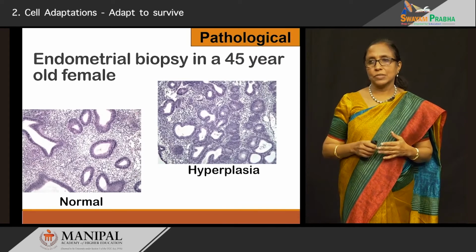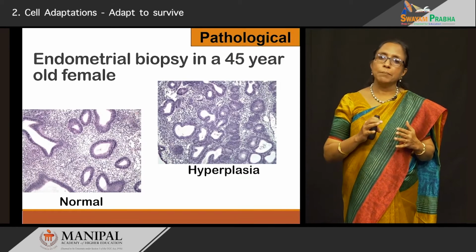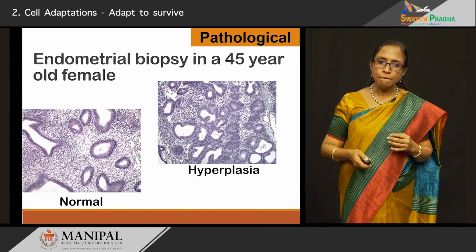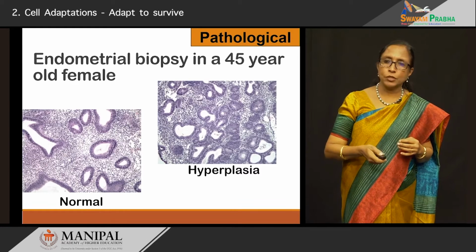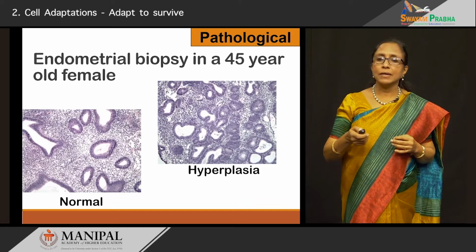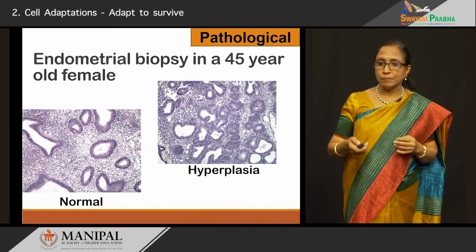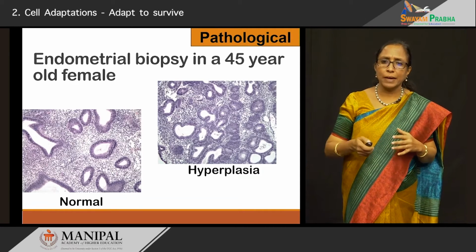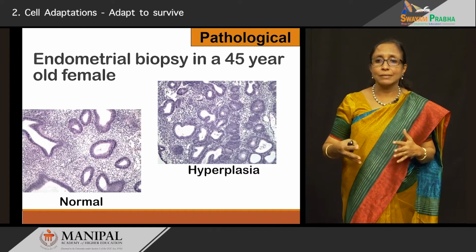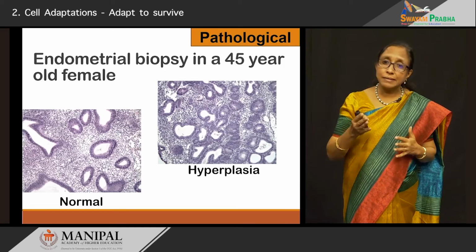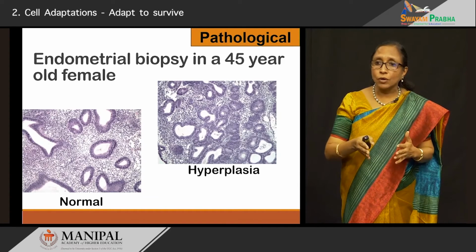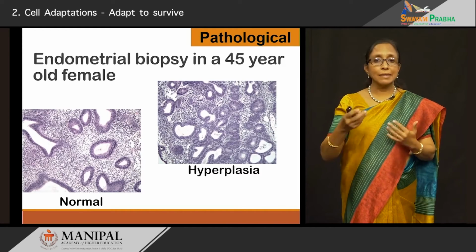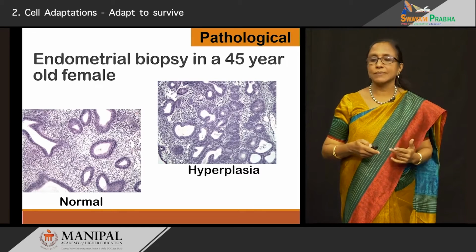Going on to the pathological conditions, here is a clinical situation. An endometrial biopsy from a 45-year-old female who presented with dysfunctional uterine bleeding. Her endometrial tissue is shown. We see the normal endometrium on one side, and on the other we see her endometrium, which is showing hyperplasia. And what do you mean by that? You can see that there are so many glands that have proliferated. The glands are back to back, and the lining of the glands is also increased in numbers. So, there is hyperplasia, and that is the reason for her clinical condition, and this is occurring most probably because of some hormonal imbalance with an increase in estrogens in her body, which is causing this hyperplasia.